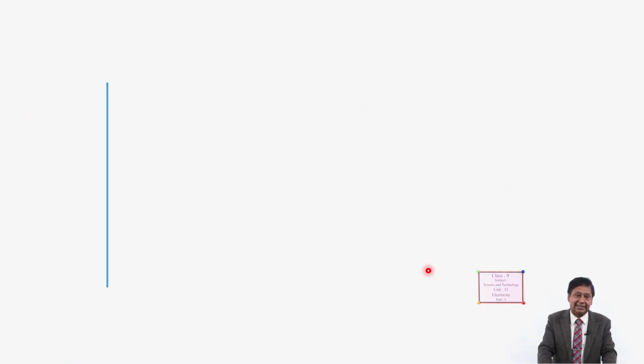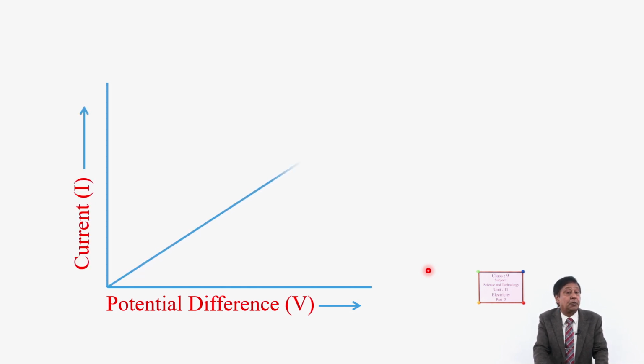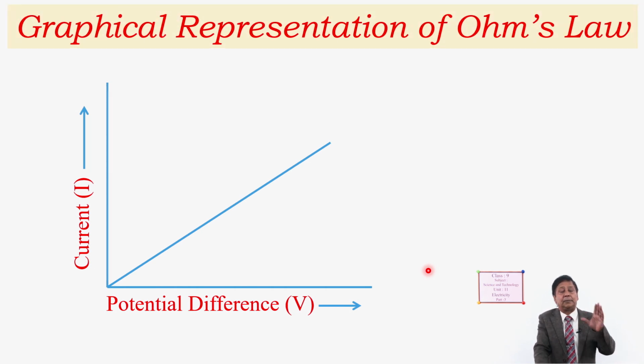This can be represented graphically also this way. Look, this is the y-axis and this is the x-axis in the graph, and on the x-axis we have taken potential difference. We are increasing potential difference by using more and more cells. Instead of 1, 2 cells are used, and instead of 2, again 3 cells are used. When potential difference is increased, the current is also found to be increased, and we will get this type of graph. This is the graphical representation of Ohm's law.